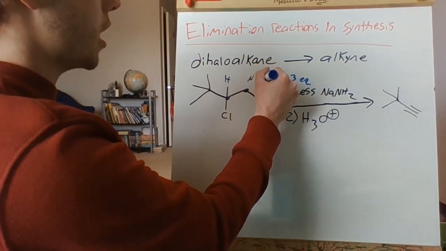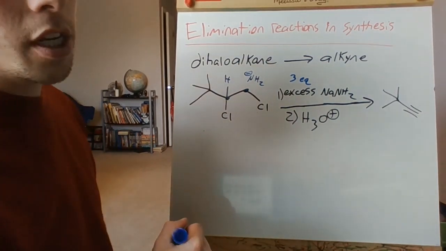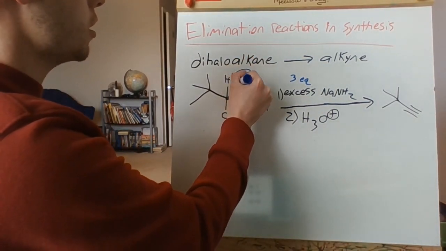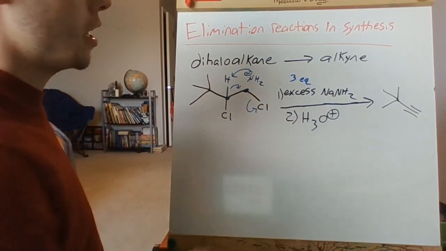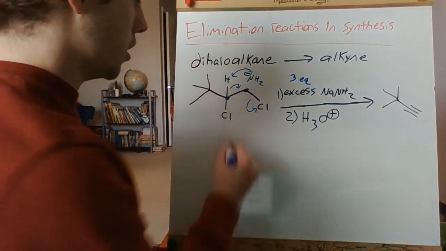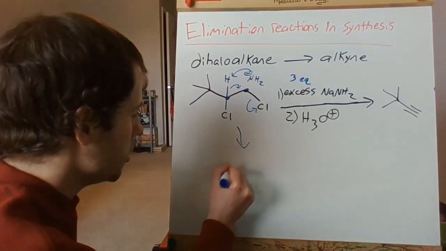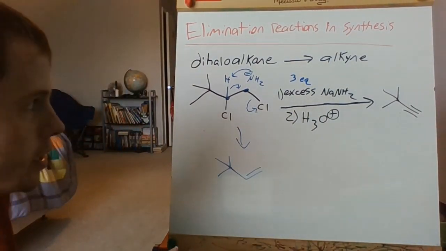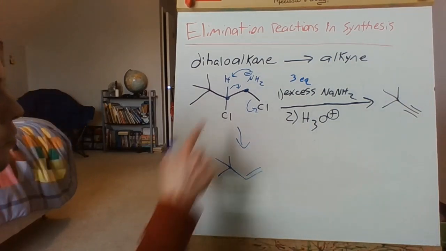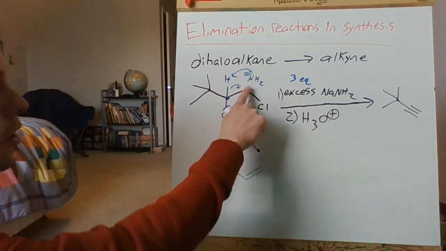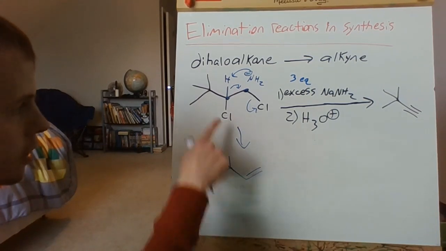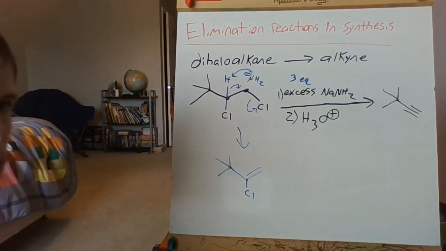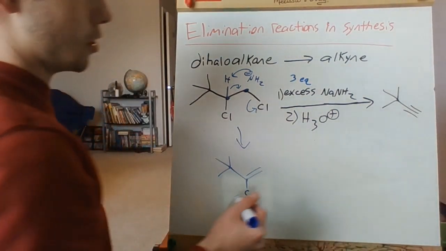I draw out my negatively charged nitrogen. Again, this is a strong base. So it grabs our proton, we move our electrons down, and we kick off our halogen. After this happens, we get a vinyl halide just like we had before. So if you follow this through, the chlorine's gone now and we have a double bond here, and this chlorine is still here. So now we have a vinyl halide, and so the mechanism proceeds just like I showed earlier.